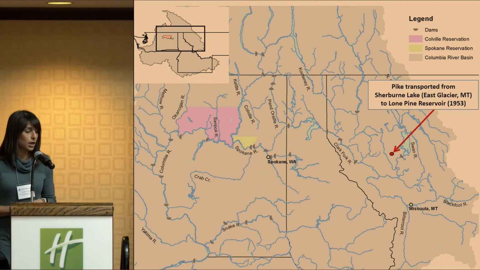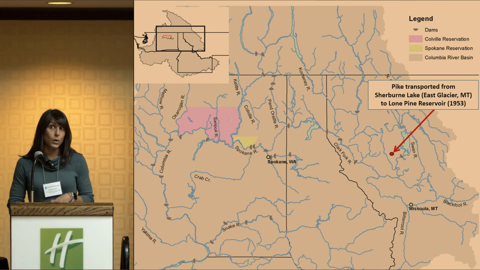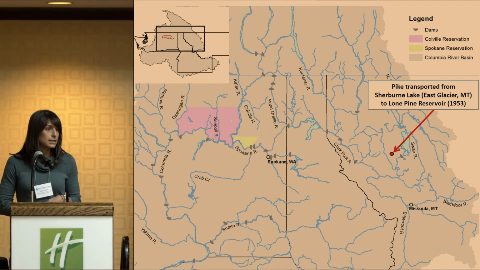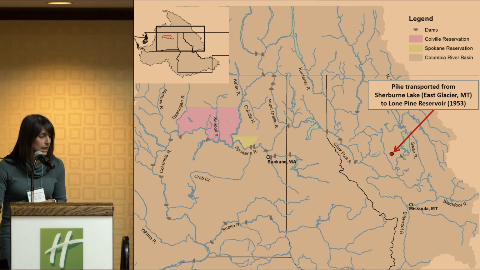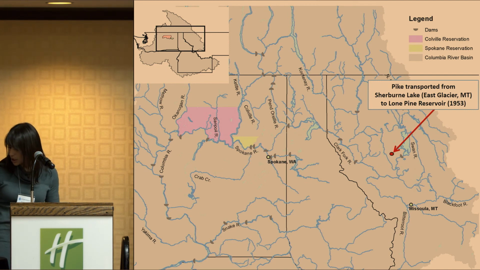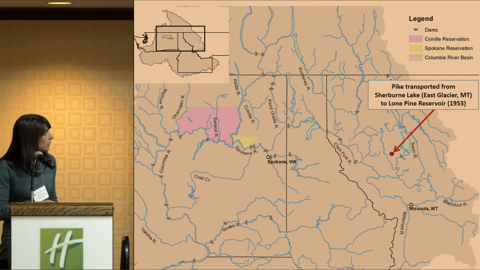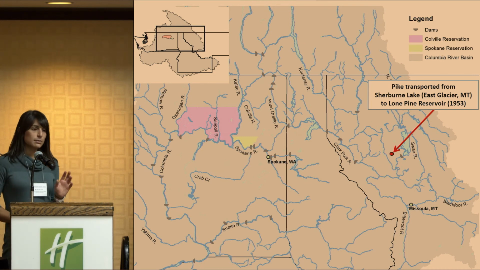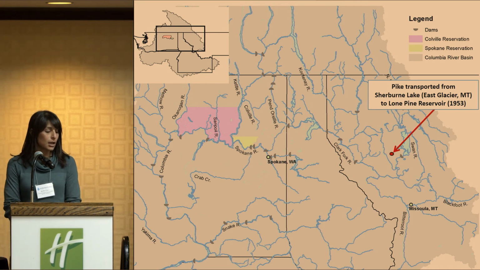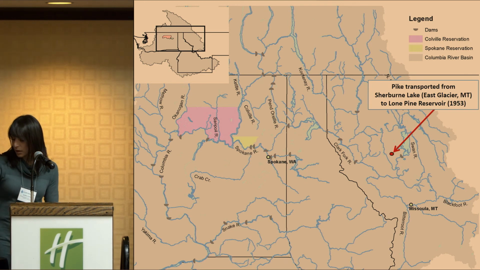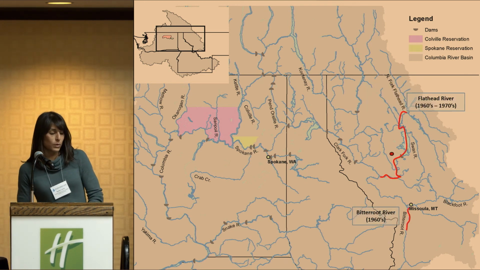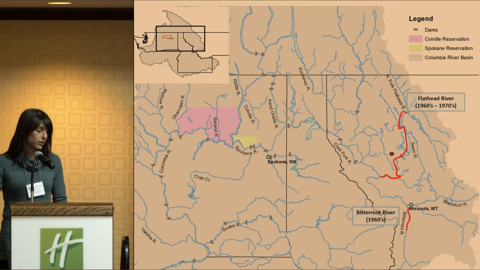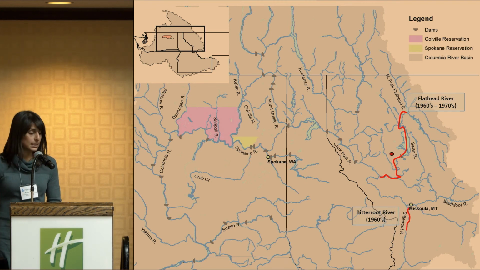So the first known occurrence of northern pike west of the Rocky Mountains was in Lone Pine Reservoir, and that was a transport dating back to 1953, where fish were taken from East Glacier, Montana, where there is a small population of native northern pike in that region, and were transported to this reservoir in western Montana. From there, we saw northern pike emerge in the Flathead River Basin and also in the Bitterroot River Basin in the late 1960s and 1970s.